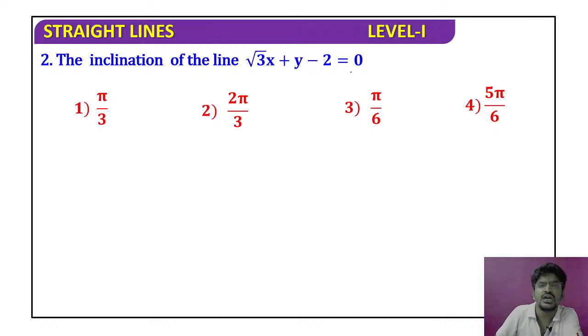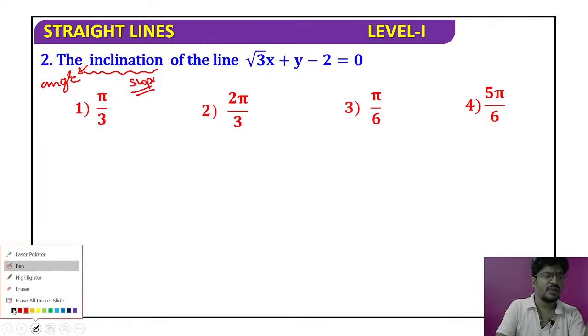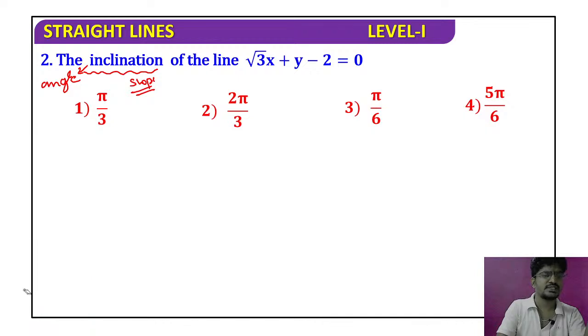So you just see here how to find the inclination. Inclination means it's a slope. Inclination is nothing but slope. They are asking slope. Before slope, inclination means will be angle. So the correct meaning of inclination is angle. So they are asking the angle made by the line with x-axis. To find the angle of this line with x-axis, you can easily find this, no problem.